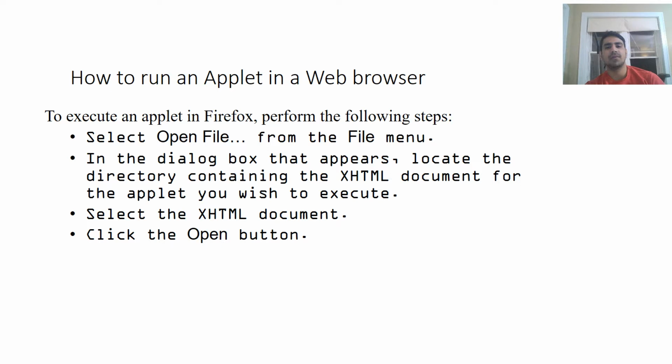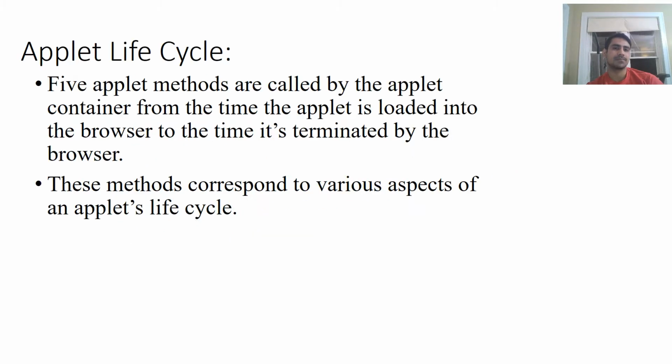Firstly we need to open a file. From the File menu, a simple dialog box will open on the left hand side of the window, and locate the directory containing the XHTML document. As we have discussed in a previous slide, it's mentioning the same thing. For the applet to execute, select the XHTML document, click the Open button, then run the file. Check whether it is running the applet in the web browser properly or not.